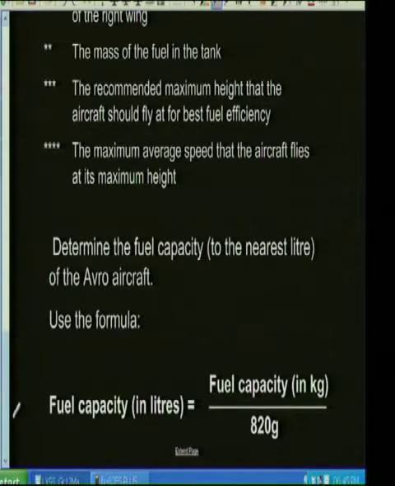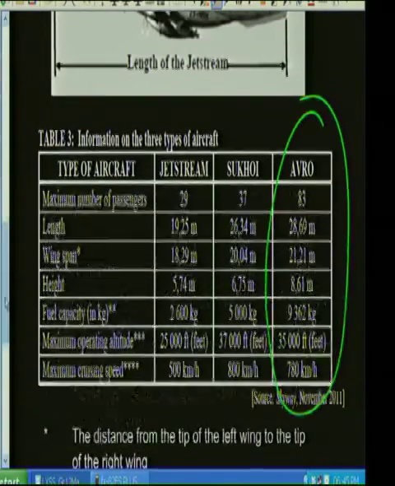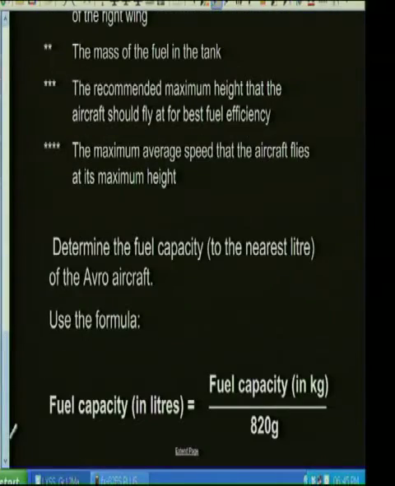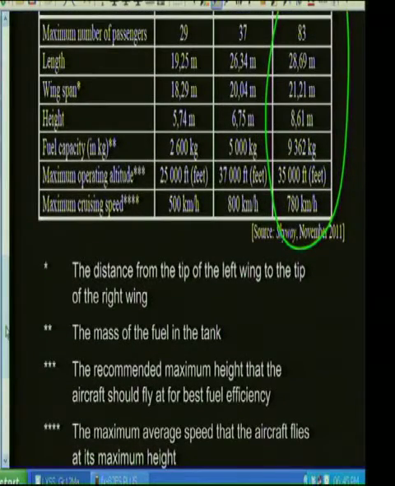Okay. It says here, determine the fuel capacity to the nearest litre of the Avro aircraft. So again, guys, let's take note. We're only looking at the Avro aircraft. And what we want to look at is the fuel capacity. So that's the figure we're looking at. So there's a whack of information, but we don't have to look at it all, just at that one. Now we're going to fill in all the missing bits.